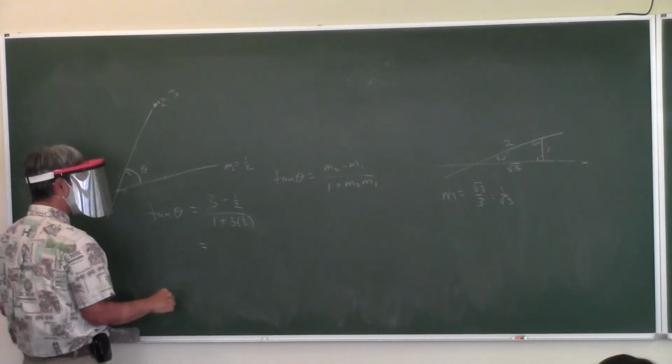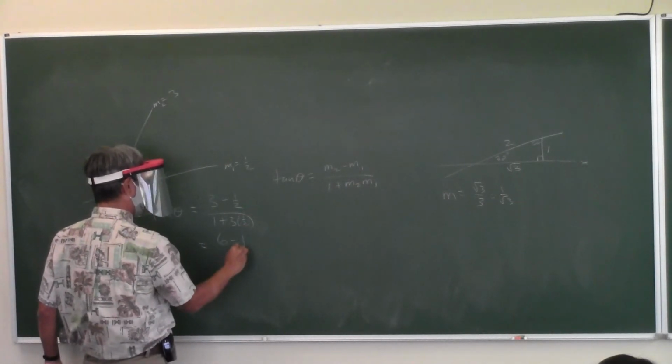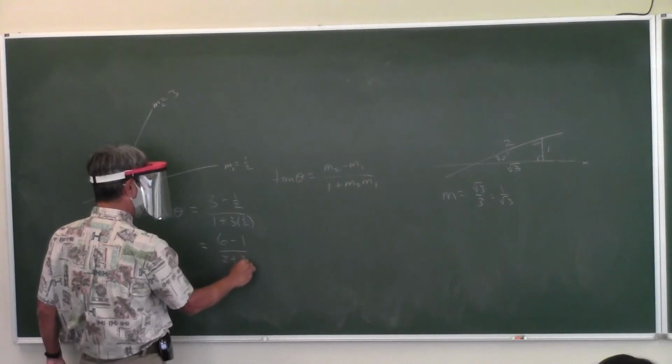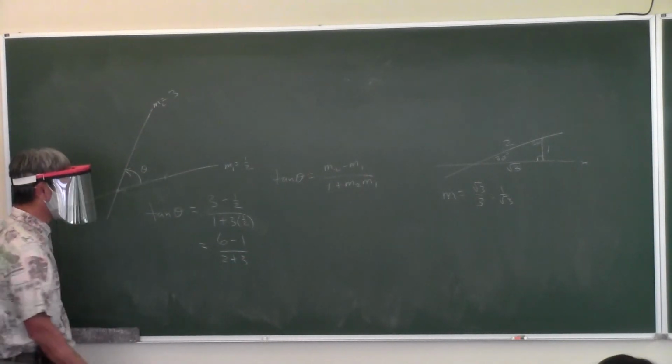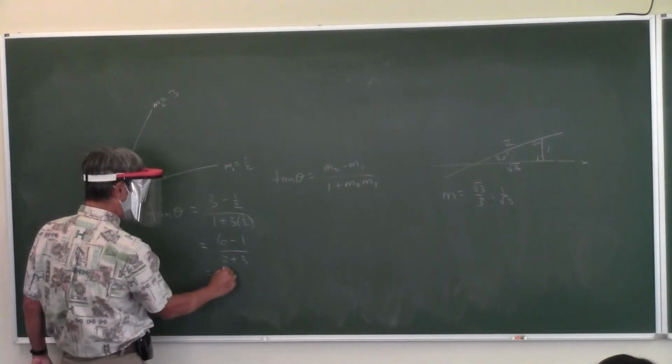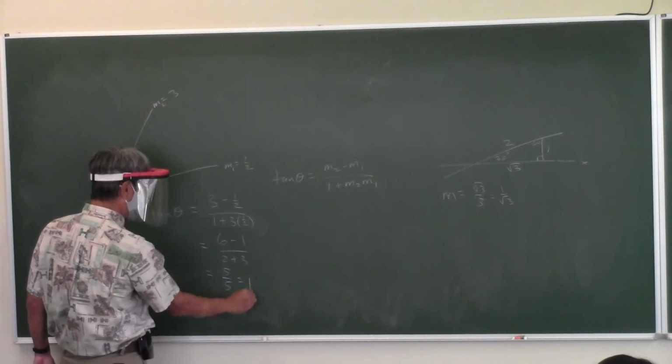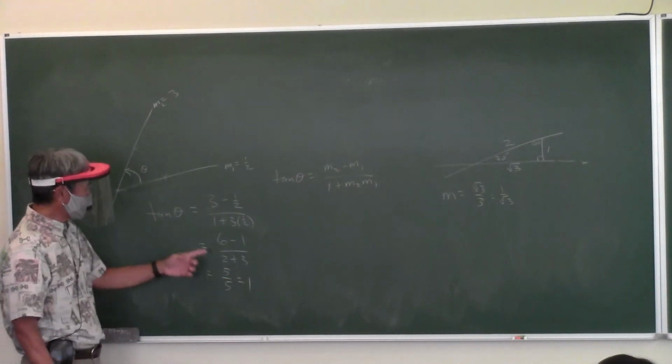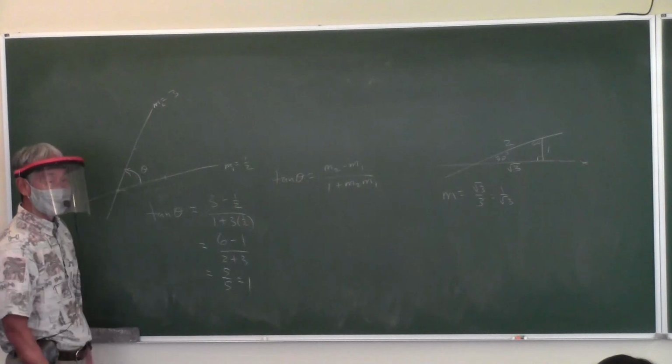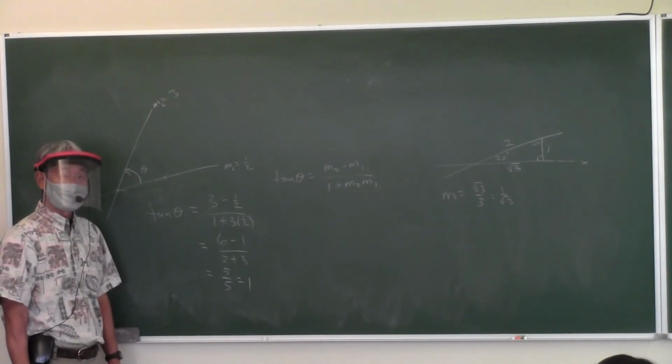Multiply top and bottom by 2. 6 minus 1 over 2 plus 3. Oh, this comes out so nice. Look at that. I didn't plan for it to come out this nice. 5 over 5, which is 1. So if the tangent of this angle is 1, what does that angle have to be? 45 degrees, or pi over 4.